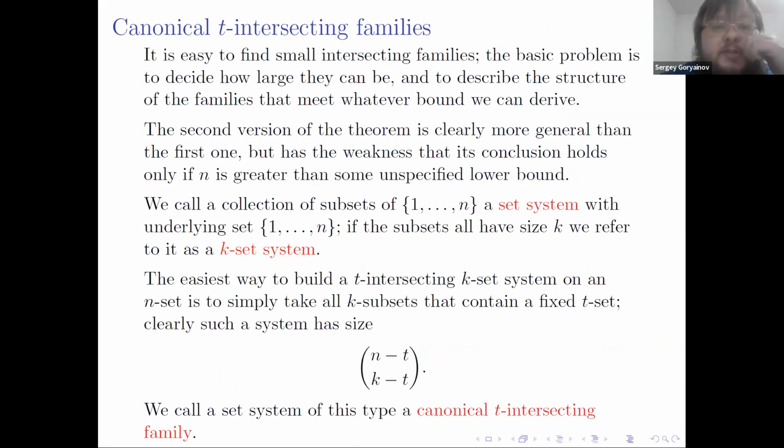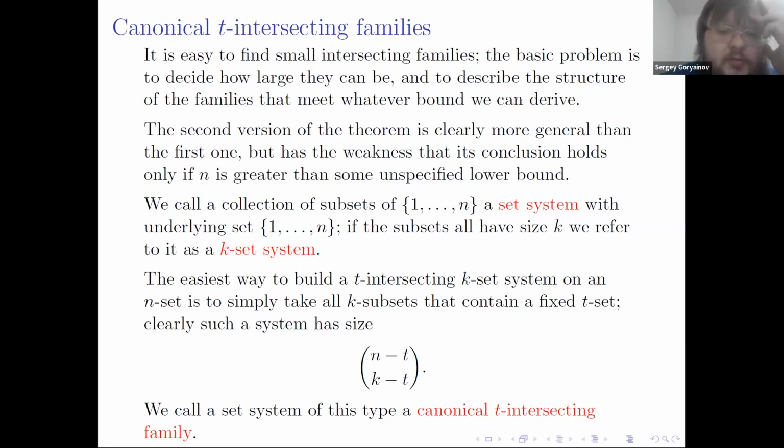It is easy to find small intersecting families. The basic problem is to decide how large they can be and to describe the structure of the families that meet whatever bound we can derive. The second version of the theorem is clearly more general than the first one, but has the weakness that its conclusion holds only if n is greater than some unspecified lower bound.